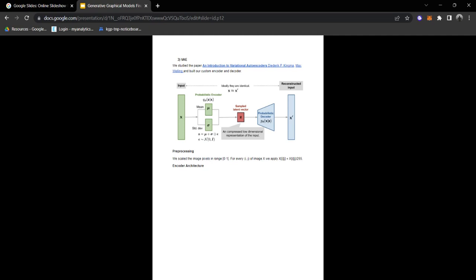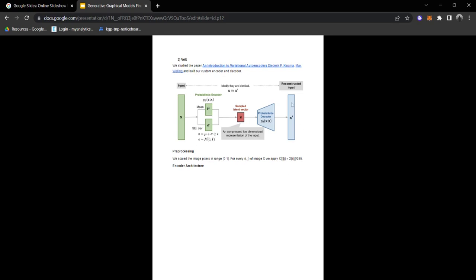Now in the third architecture we use a VAE. We studied the paper An Introduction to Variational Autoencoders, and we built our custom encoder and decoder. Here we use only dense layers in the decoder and encoder blocks. In pre-processing, we scaled the image pixels in the range 0 to 1.